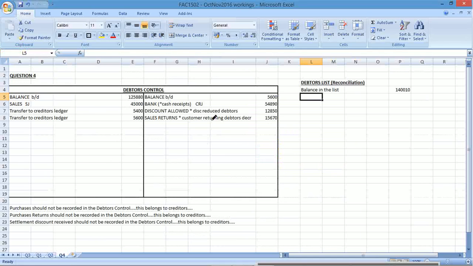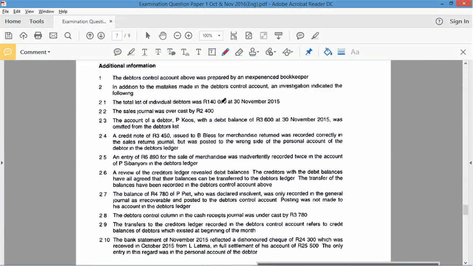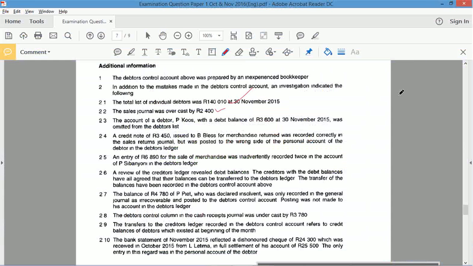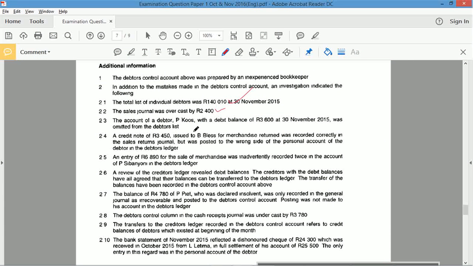If the sales journal was overcast, it was too high. There's the sales. I need to fix this. So it'll be 45,000 minus, because it's overcast, how much? 2,400. Overcast. So that figure needs to change. Minus 2,400. Next. The account of a debtor, P Quiz, with a debit balance of 3,000 was omitted from the list. So omitted from the list, we need to add him. What is that? 36. Great. What else?